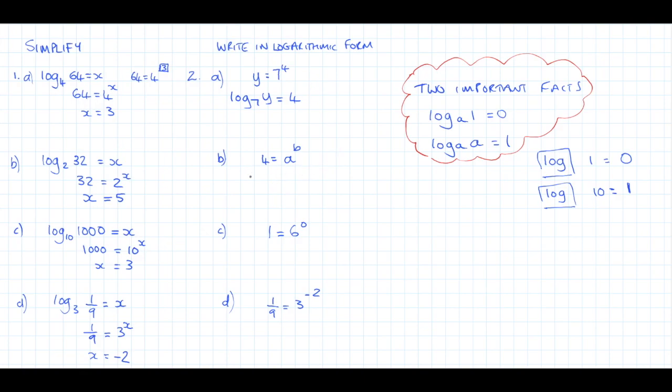Here, 4 equals a to the power of b, so log 4 to base a is equal to b. Here, 1 equals 6 to the power of 0. Log 1 to the base 6 is equal to 0. And that's not surprising, we've got that result there. Here, this would be log 1/9 to the base 3 is equal to negative 2. And that's what we've done there, the reverse there.